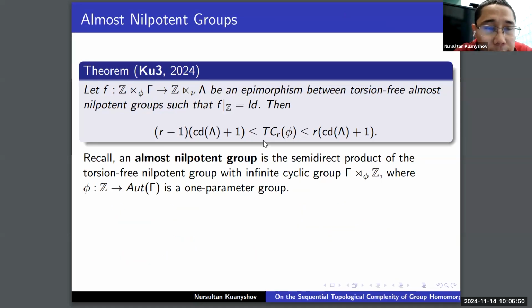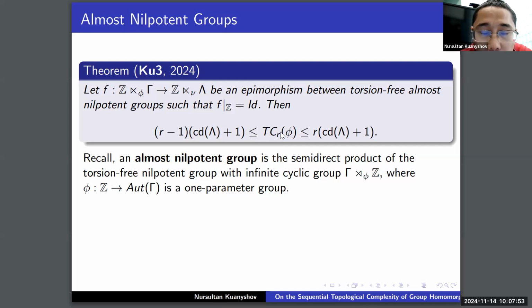Then also, since I computed the LS category for group homomorphisms of almost nilpotent groups, I can obtain the following results. Let me remind you what almost nilpotent groups are: a group that is a semi-direct product of a torsion-free nilpotent group with an infinite cyclic group, defined as a one parameter group. In other words, you take an infinite cyclic group and extend it by the nilpotent group. Then the following theorem says: let phi be an epimorphism between torsion-free almost nilpotent groups such that if I restrict it to the Z part, I get the identity. Then I have the following result.